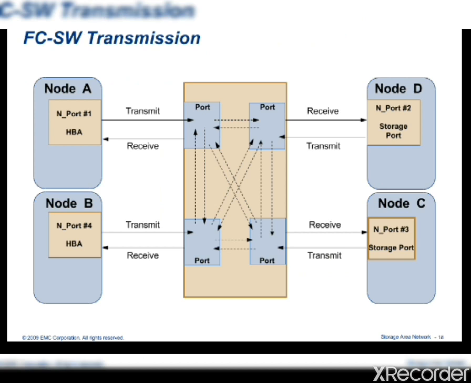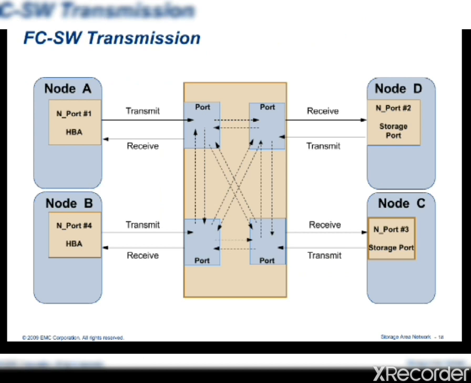If you see in this figure, if node B wants to communicate with node D, the nodes have to individually log in first, and then transmission of data takes place with the help of this FCSW switch. The link between node B and node D is a dedicated connection between the initiator and the target. Here B wants to communicate with D, hence B is called the initiator and D is called the target. If D wants to communicate with B, then D becomes the initiator and B becomes the target.